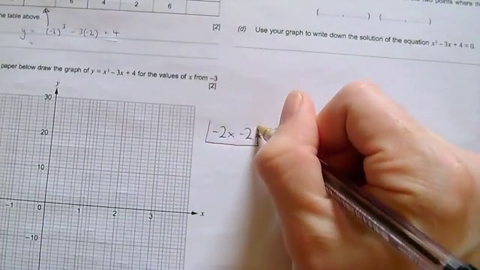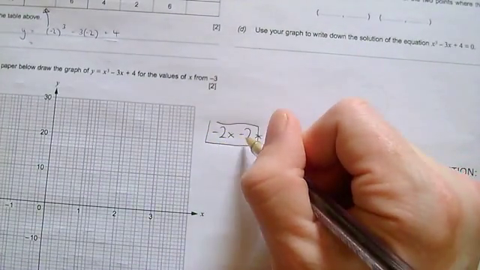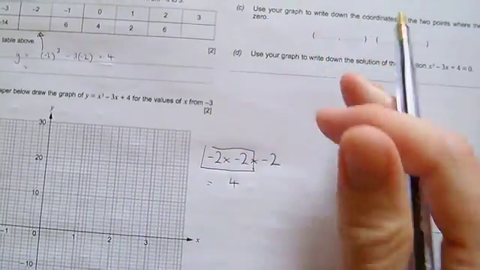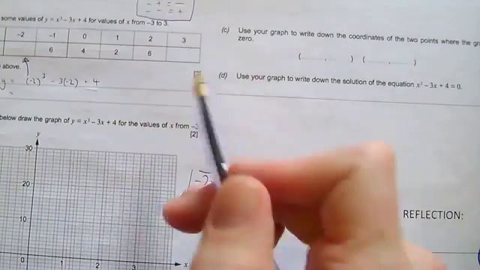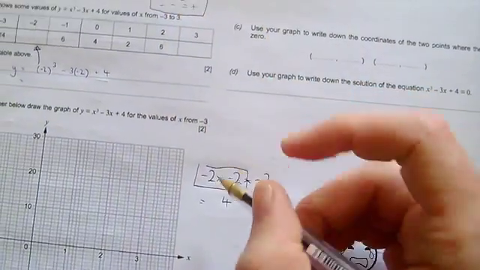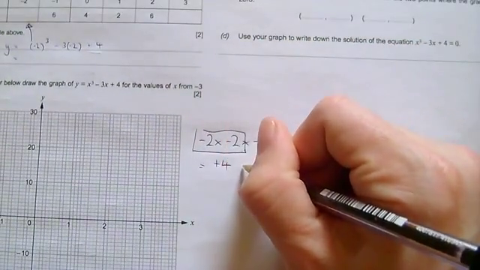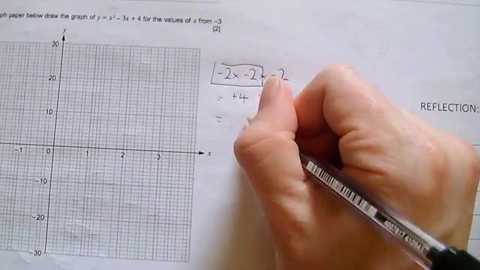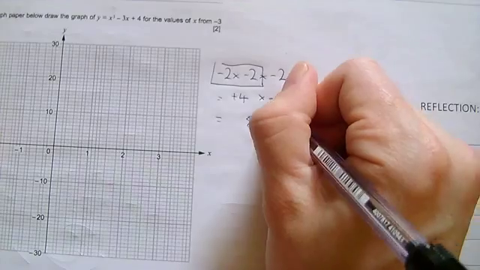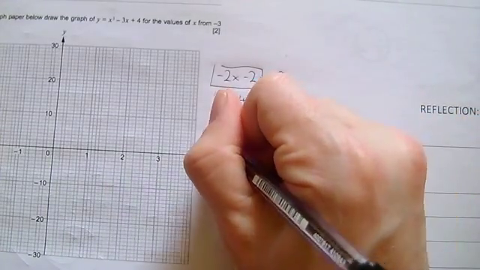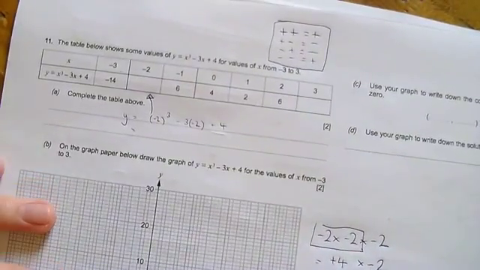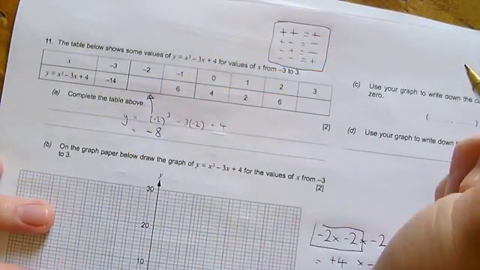Now let's just focus on this bit first here. Minus 2 times by minus 2. Well, 2 times 2 is 4. And a minus times by a minus, as you can see from my grid, is a plus, so this would give me plus 4. But I still need to times that by a minus 2. 4 times 2 is 8, and a plus times by a minus is a minus. Okay, so this answer here is going to be minus 8 first of all.